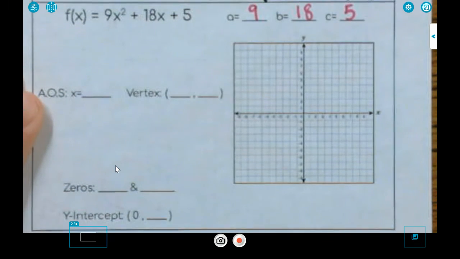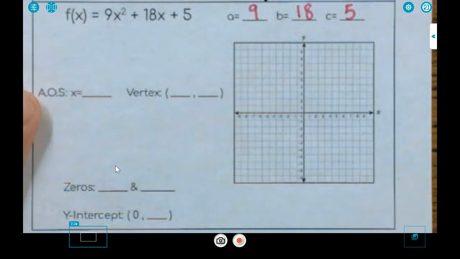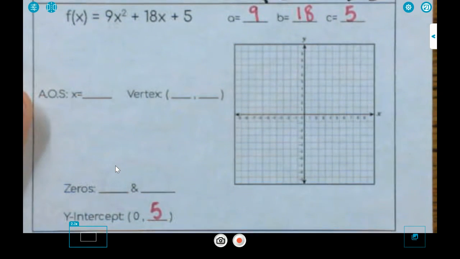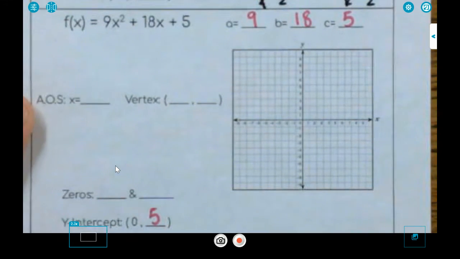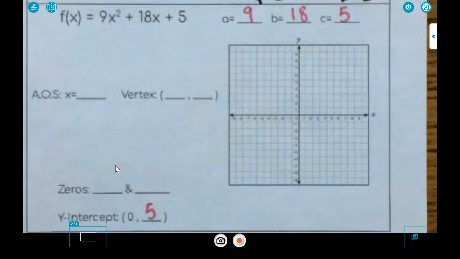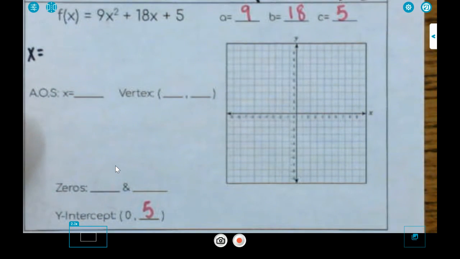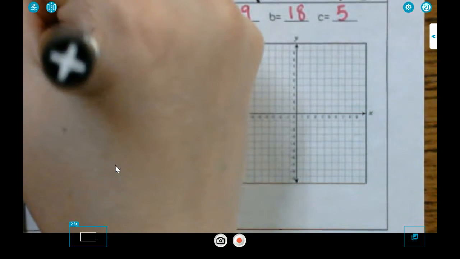Okay, I'm going to do this a little bit backwards. I'm going to put down that my y-intercept is 5. I can't graph it yet, though, because I don't have my axis of symmetry, but I'm going to go ahead and put that down there. All right, my formula to find my x is always the same formula. What is that formula? What does x equal? Negative b over 2a. Yep, negative b over 2a.